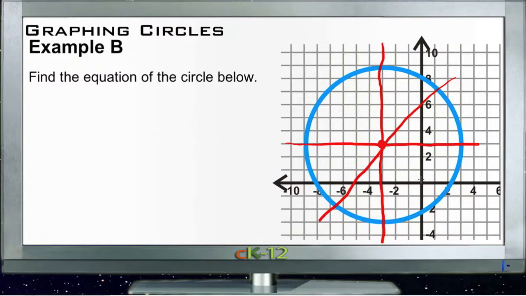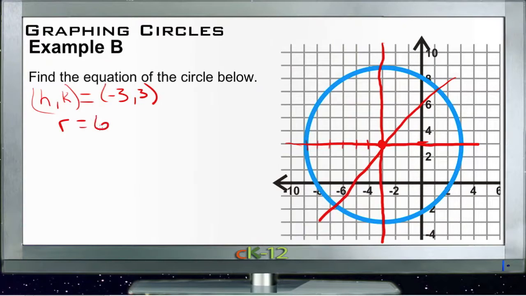So this looks like this intersects at 3 on our y-coordinate and negative 3 on our x-coordinate. So our (h, k) will be (negative 3, 3). And then from that point, our radius is 1, 2, 3, 4, 5, 6 units.